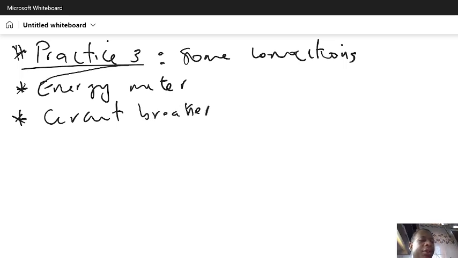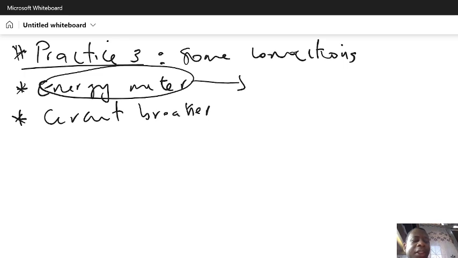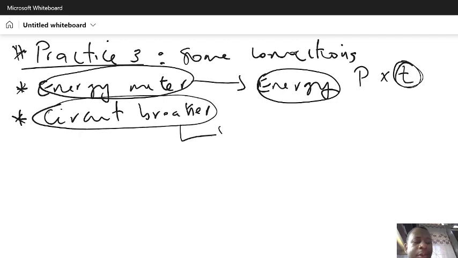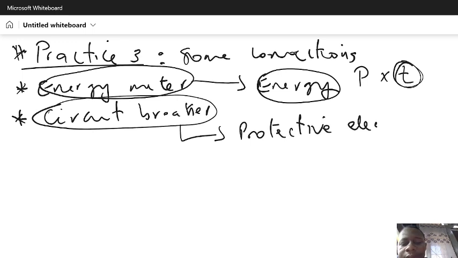When we talk about the energy meter, that is the apparatus that measures the energy. And we know energy equals the power multiplied by the time the element was running. Now, the circuit breaker is a protective element used to protect the circuit when the current exceeds a limit.